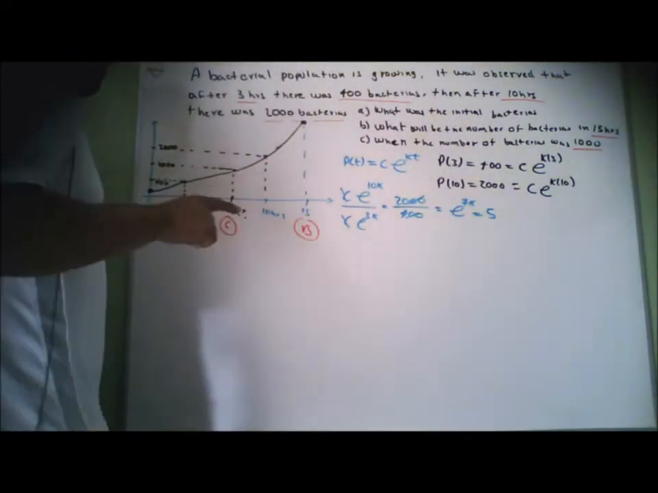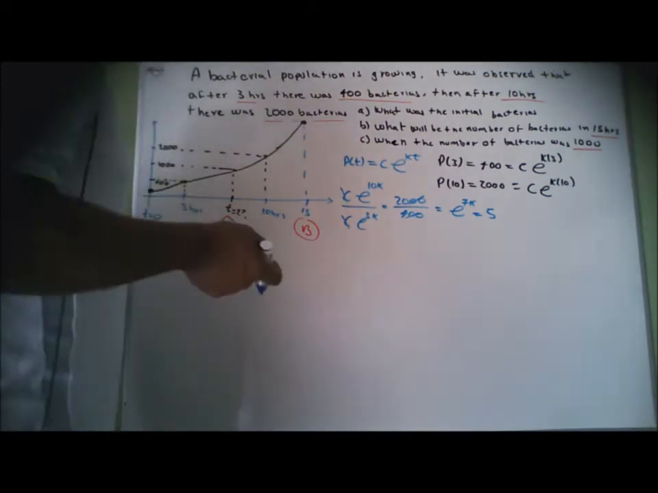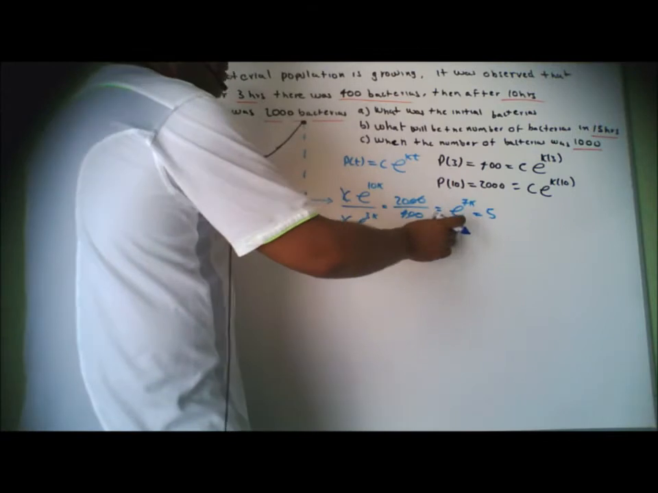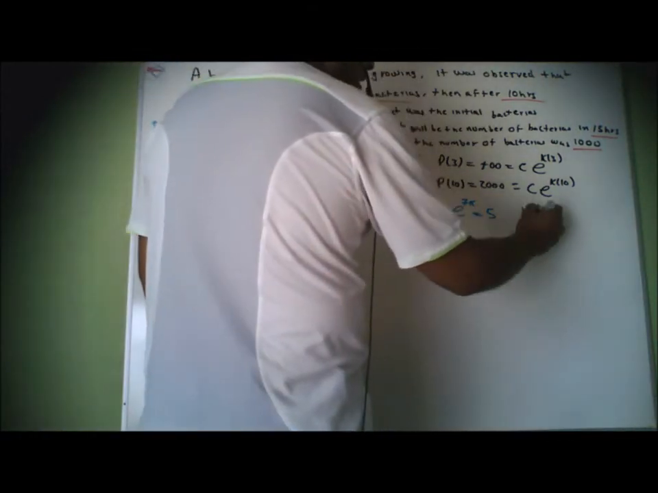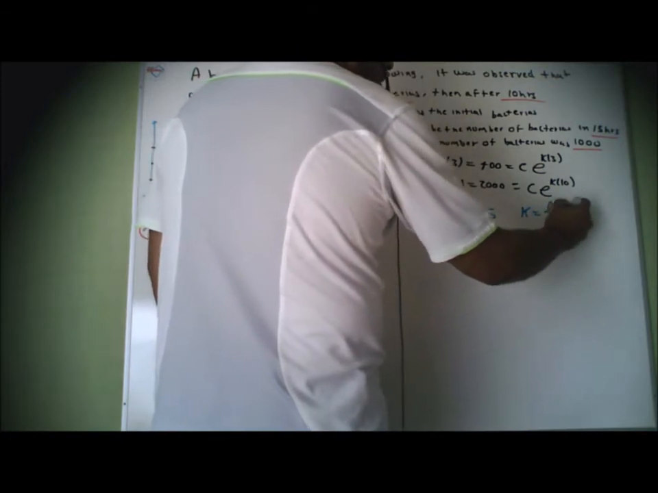From there, we can calculate the value of k. We apply the natural logarithm on both sides to cancel the exponential, and the 7 goes as a division. So the value of k is just the natural logarithm of 5 divided by 7.